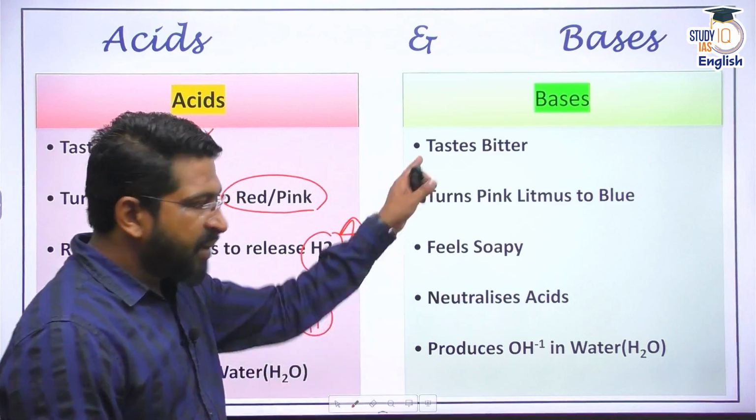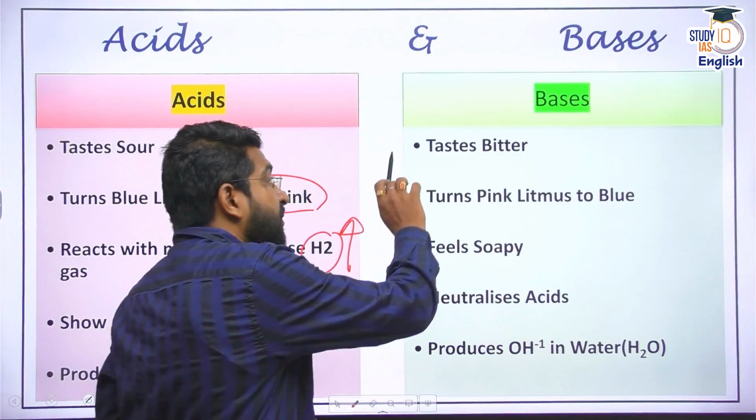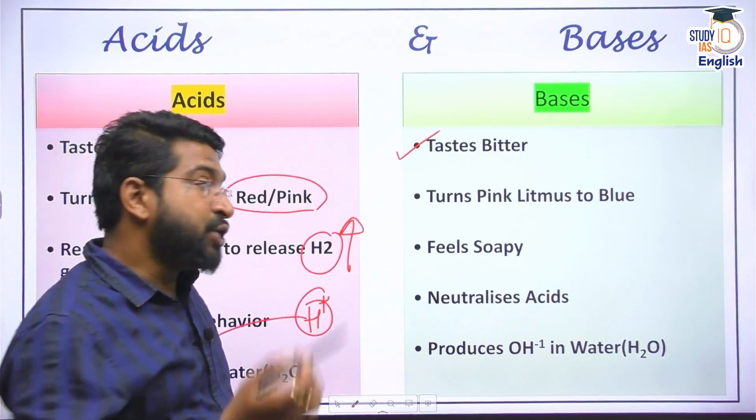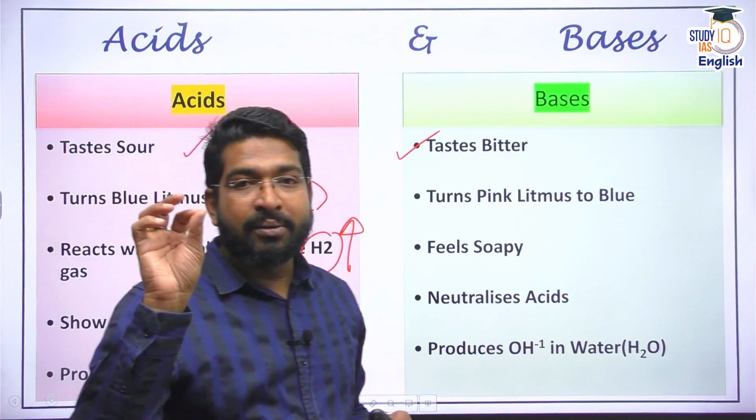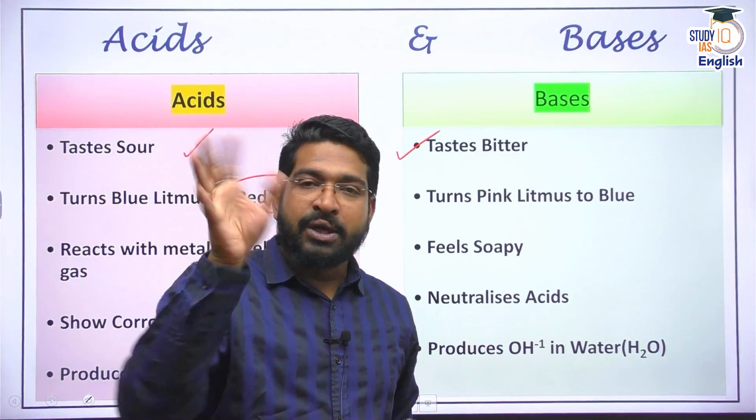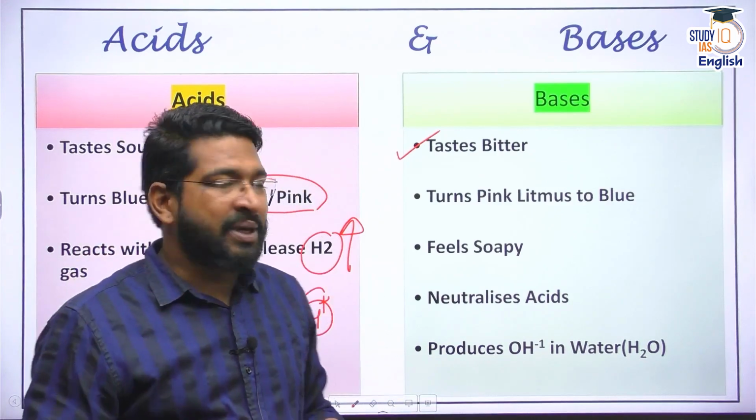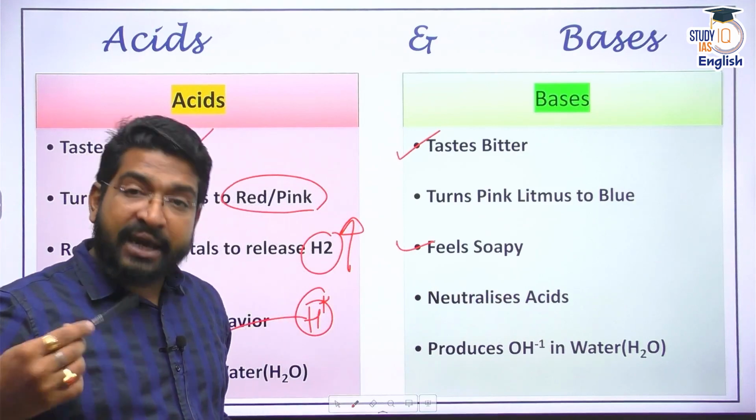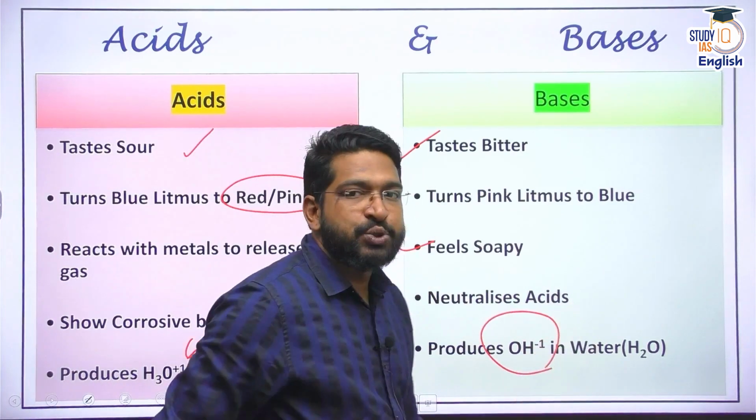Apart from that, bases taste bitter. Bases turn the red litmus or the pink litmus paper into blue. Bases feel soapy. That means at your home, you have your bathing soap or you have a detergent soap, they are soapy, they are basic in nature, and they neutralize acid, of course. And in an aqueous solution, in water, they produce OH minus ions.